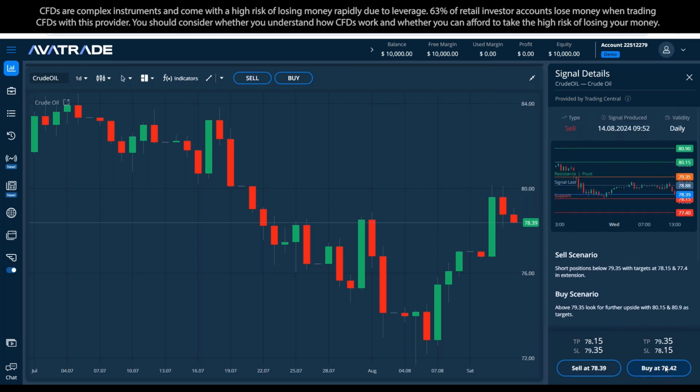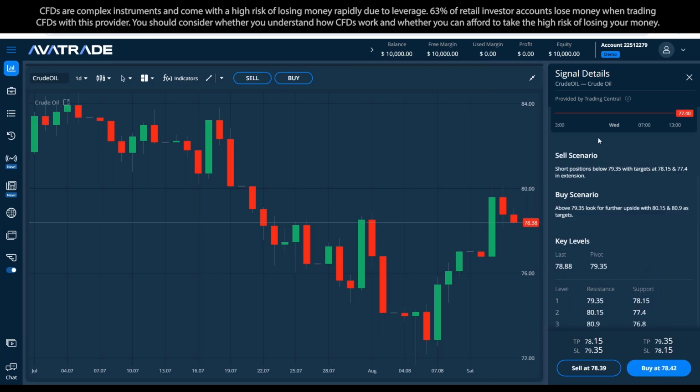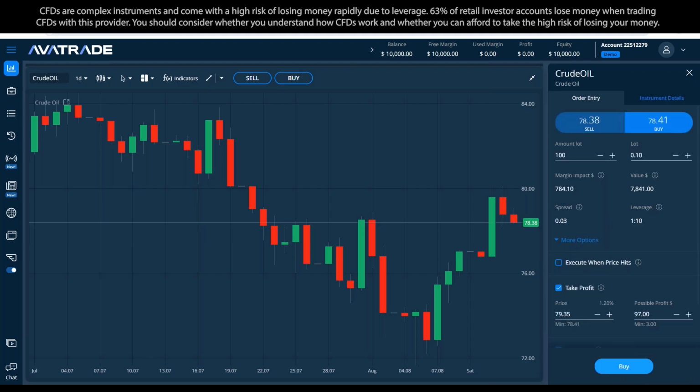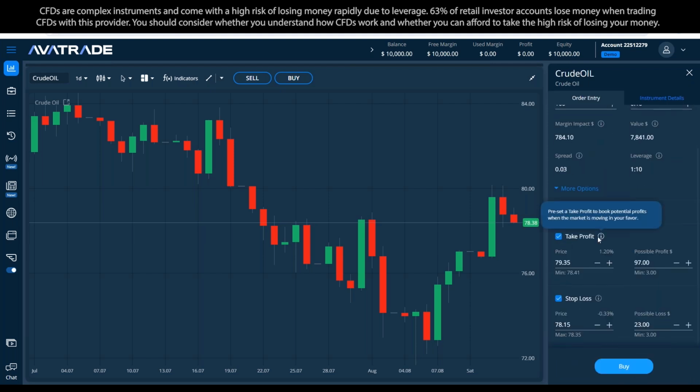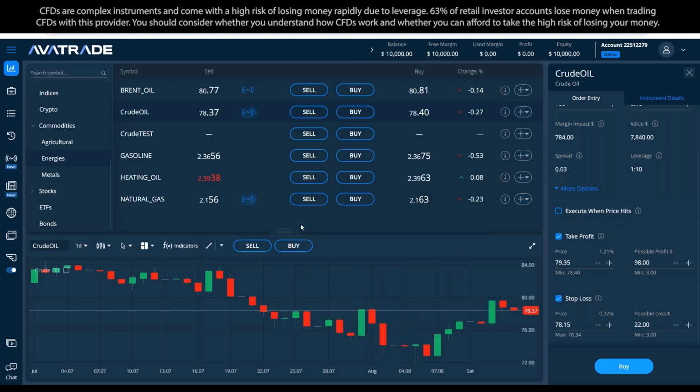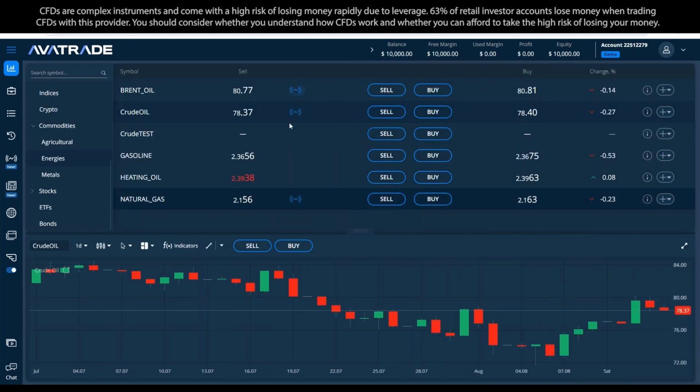Let's go with a buy. It's important to know that the signals are not manufactured by AvaTrade. They are provided by Trading Central. So we're going to click here on buy. Let's see what happens now. Then we see that take profit and stop loss are marked. Not bad, not bad. Okay, but let's understand a bit better what it means, everything I just did, these few clicks.